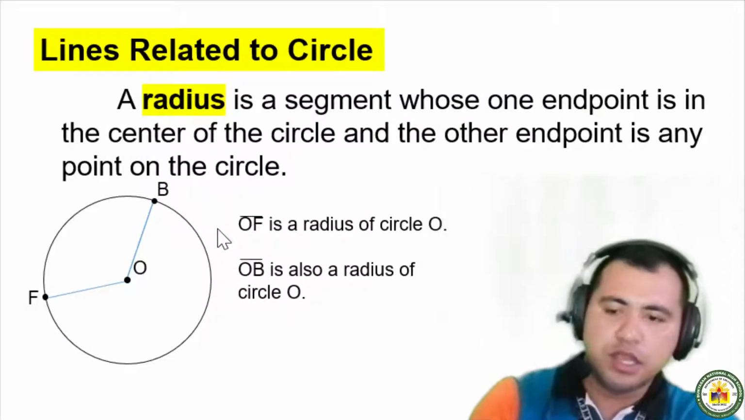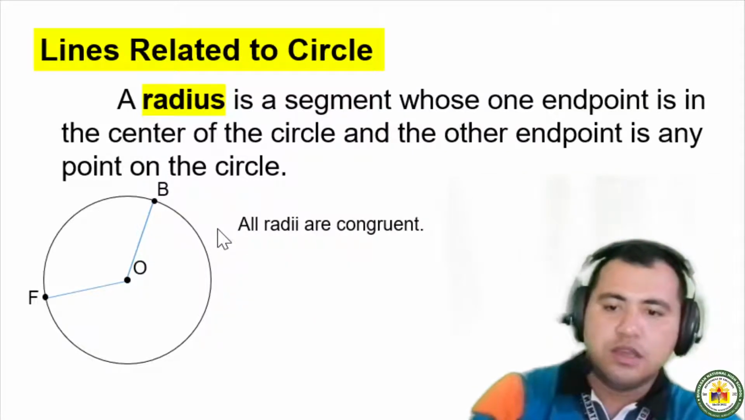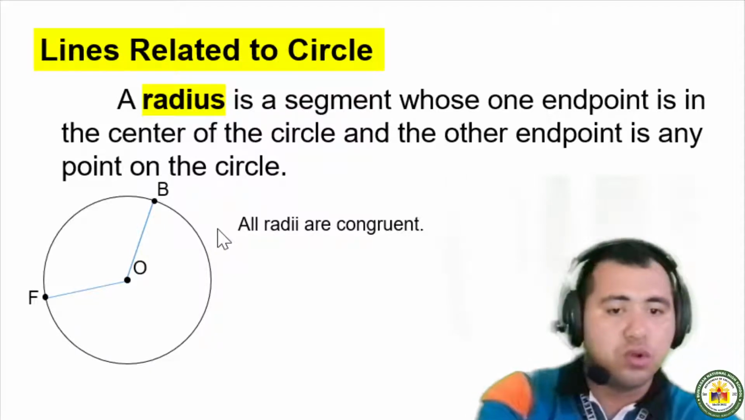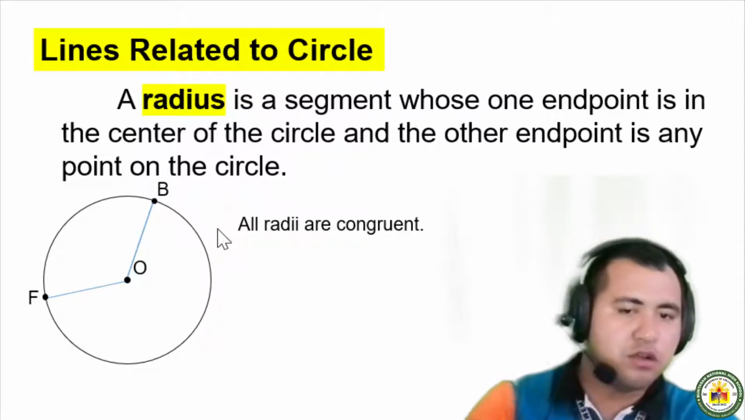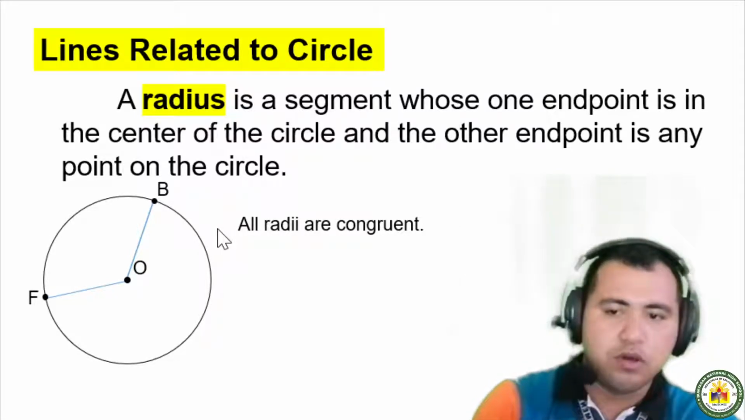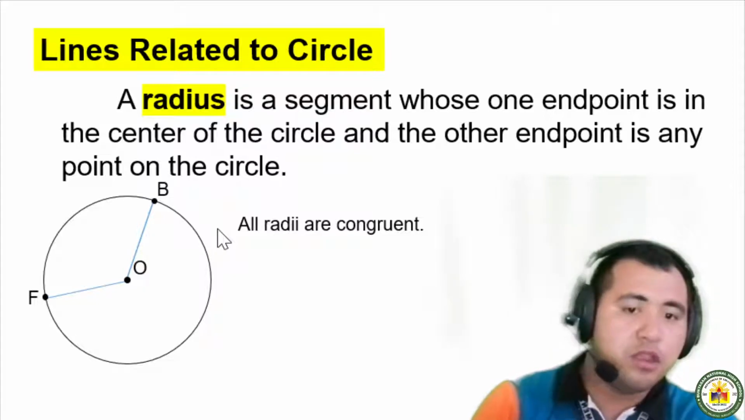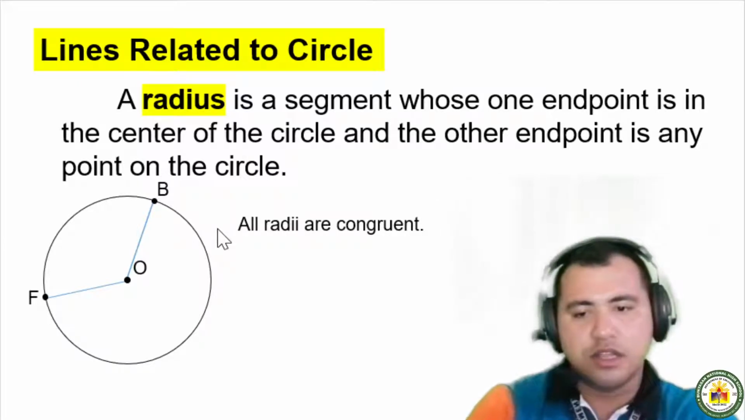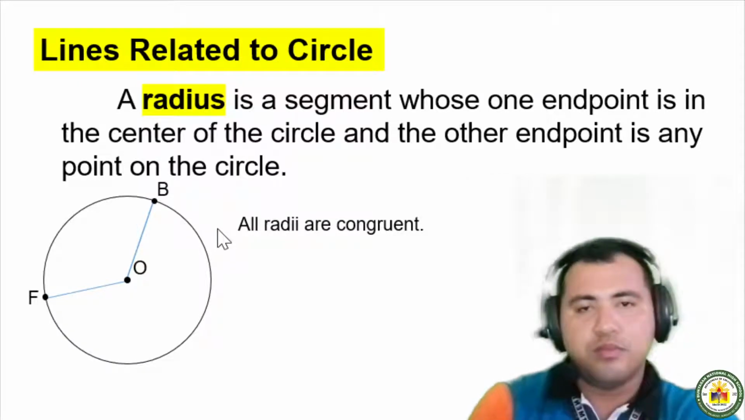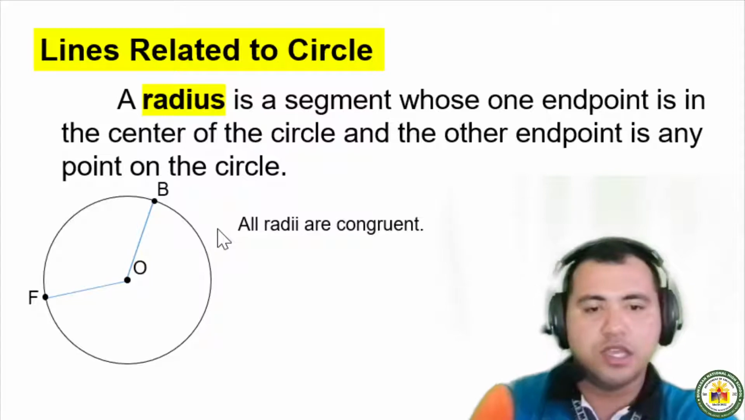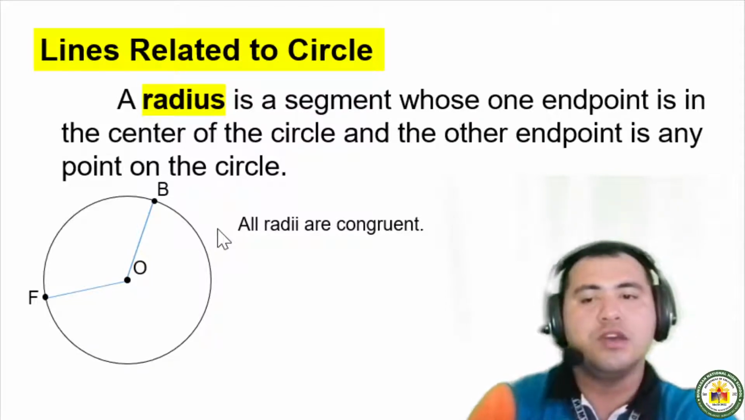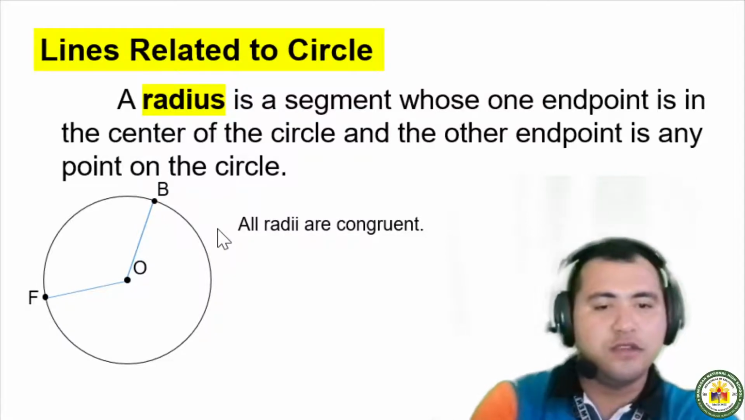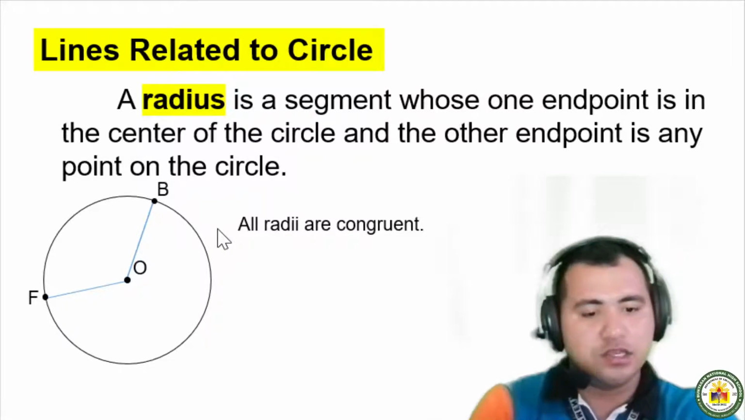So that is how we determine the radius. It is said that all radii are congruent. When you say radii, that is the plural form of radius. So all radii are congruent. When you say congruent, as I've said, they have the same measurement. So they are the same in length, as we illustrated in the previous slides.